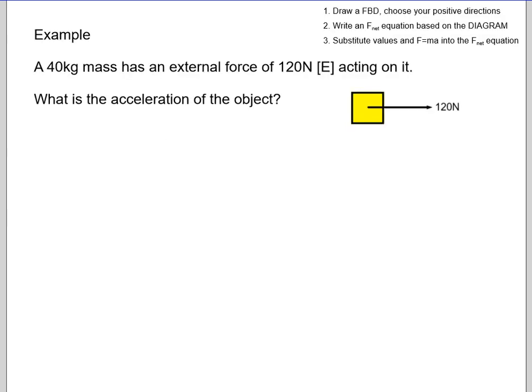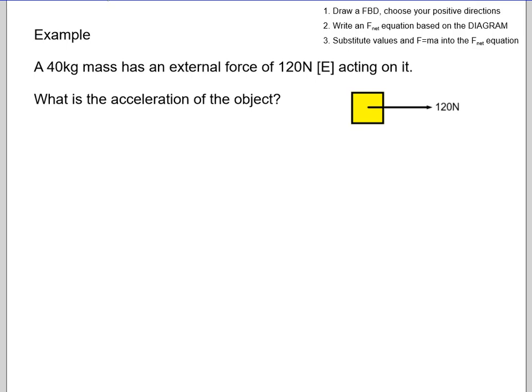So let's start with something fairly basic. A 40 kilogram mass has an external force of 120 newtons east acting on it. What is the acceleration of the object? Okay, there's a couple assumptions here. I'm not given any information about this yellow box moving up or down, so I'm going to make the quick assumption that the vertical forces, the normal force and the gravitational force, are going to balance, so I'm not going to deal with that. In grade 11, everything should just be in one direction, so expect some of those things to cancel. Grade 12, we'll start changing that up.